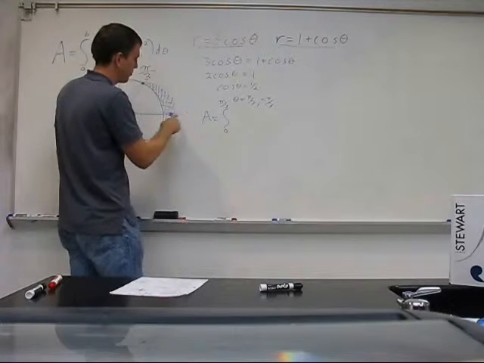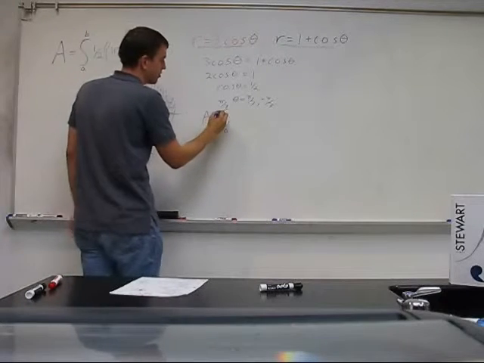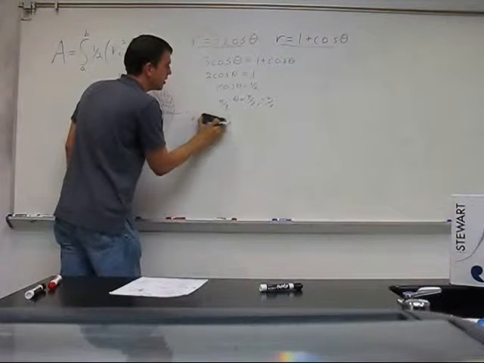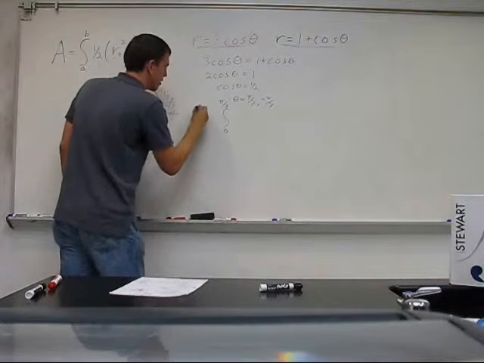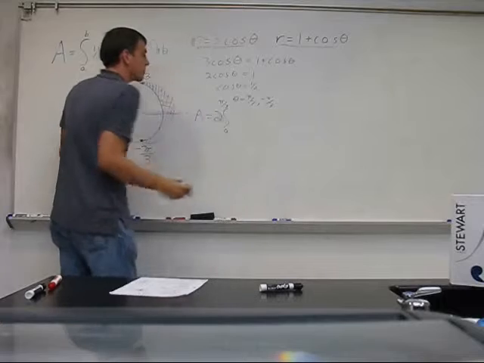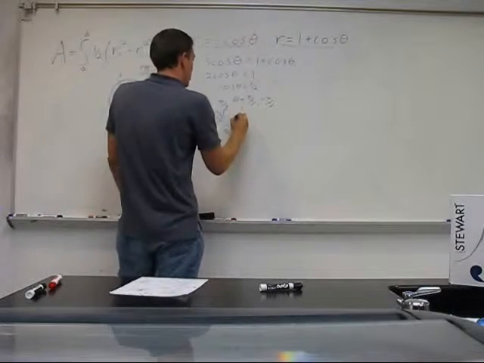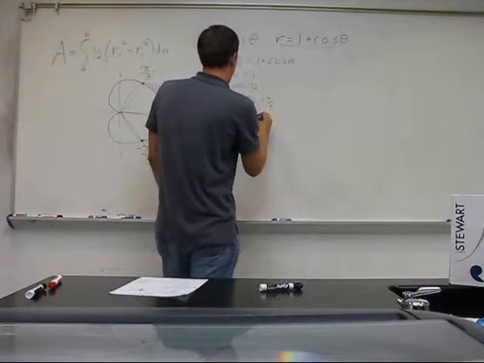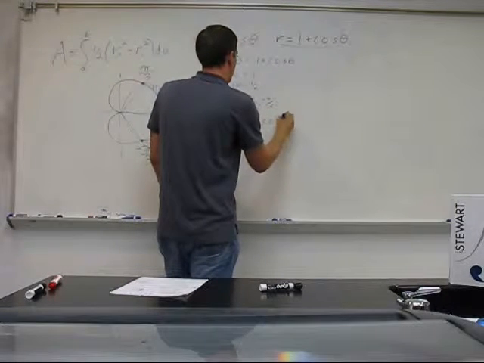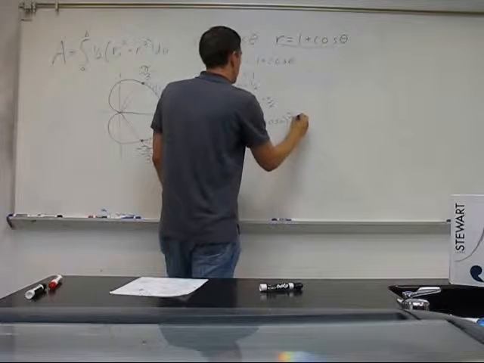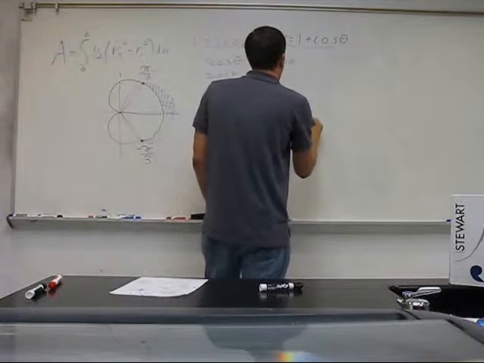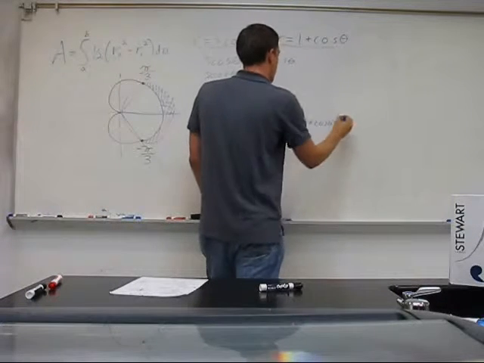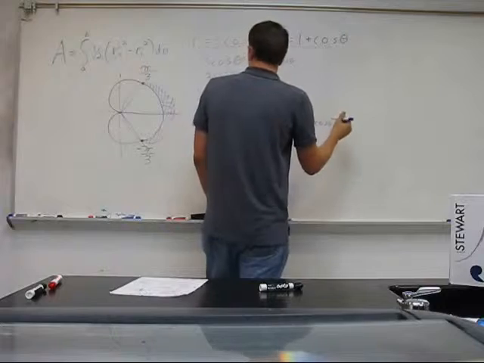And this is double that area. So we're going to put a 2 inside there. Radius. Okay. 1/2. 3 cosine theta squared minus 1 plus cosine theta squared d theta.